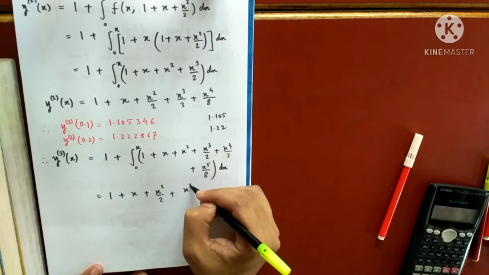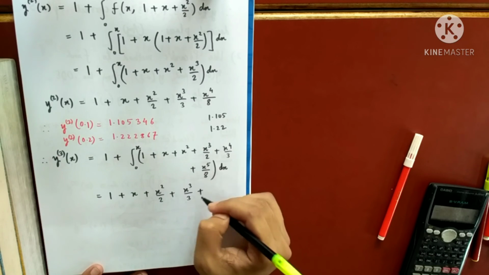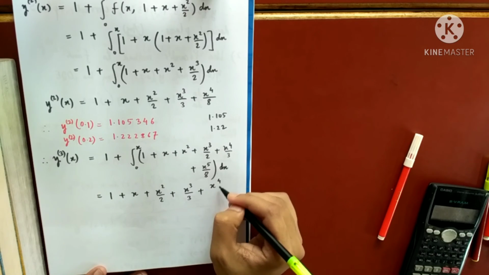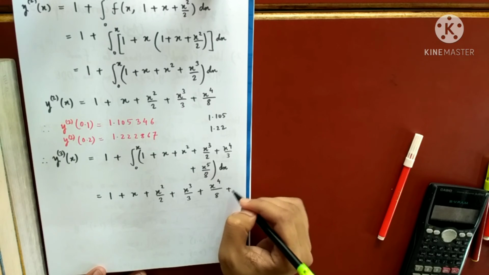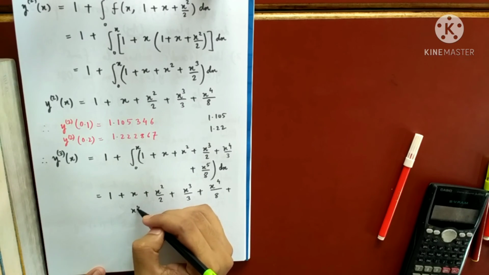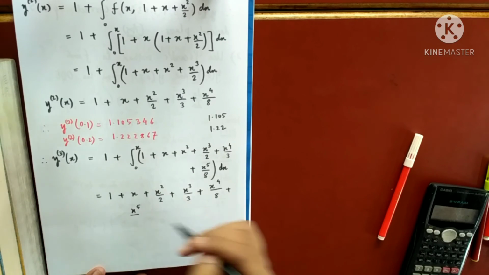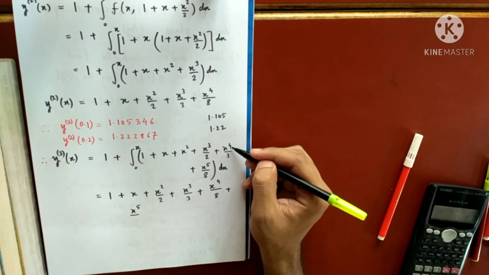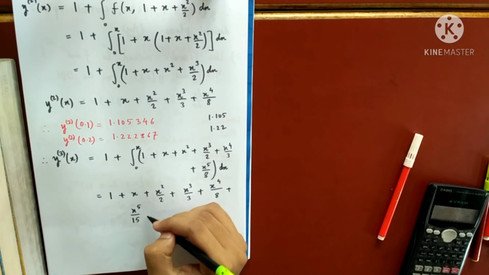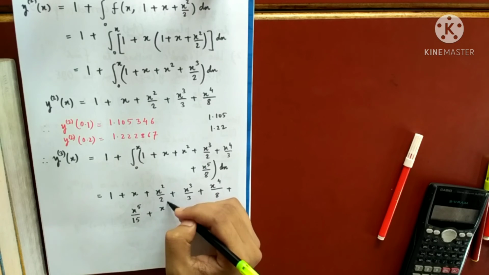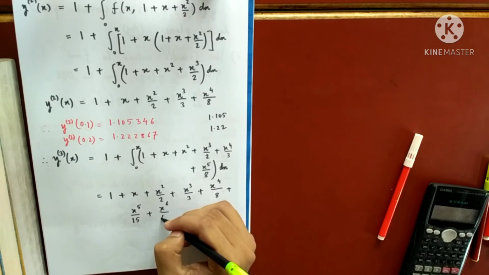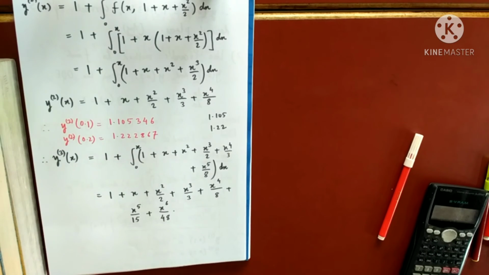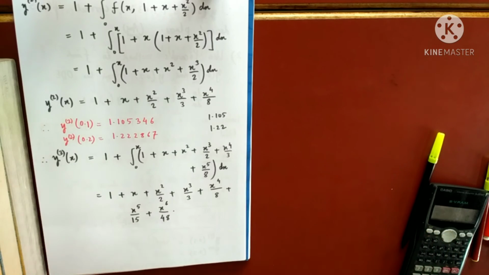1 plus x square by 2 plus x cube by 3 plus x to the power 4 by 4 into 2, that is 8, plus x to the power 5 by 5 into 3, that is 15, plus x to the power 6 by 6 into 8, that is 48. So we are up to here.